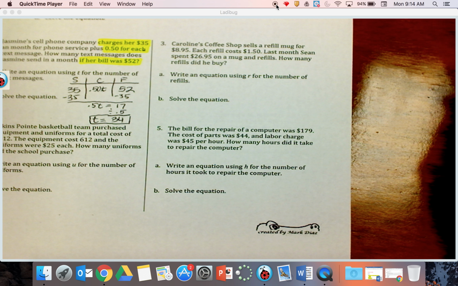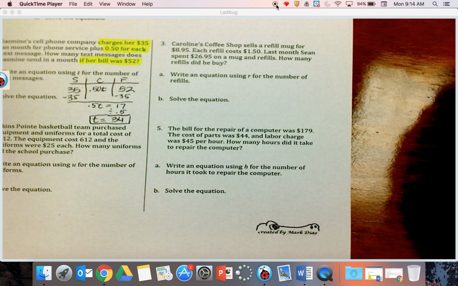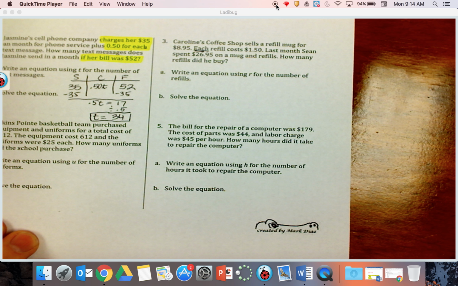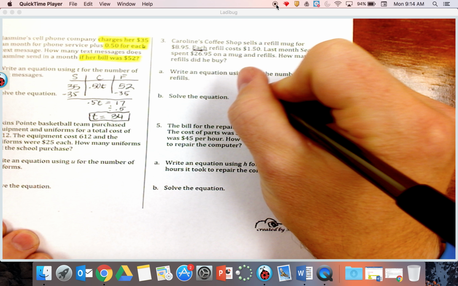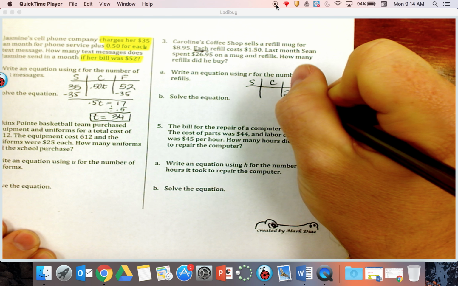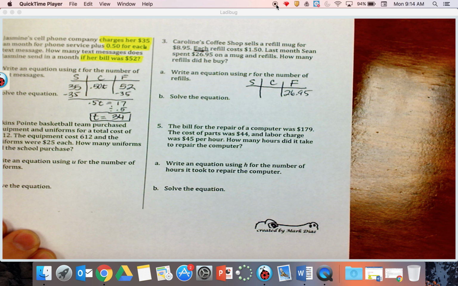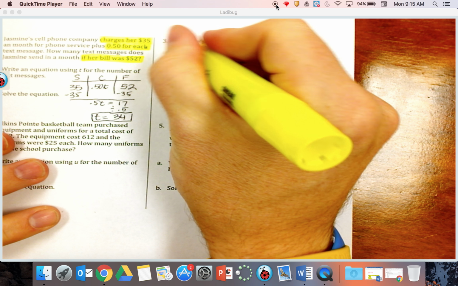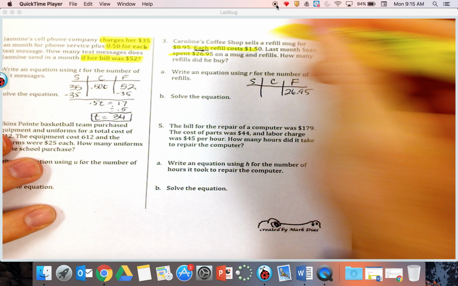It says Caroline's Coffee Shop sells a refill mug for $8.95. Each refill, there's that word each again, is $1.50. Sean spent $26.95 on a mug and refills. How many refills did he buy? Okay, so I'm going to set up my start, change, and finish. The total amount was $26.95. I spent $8.95 for a mug, and each refill costs $1.50.